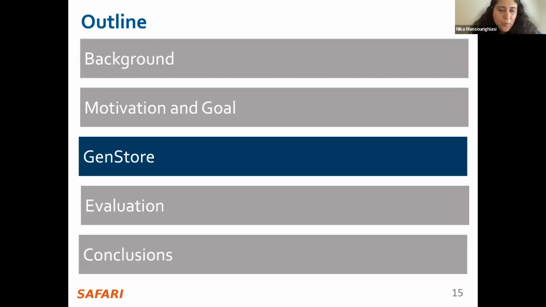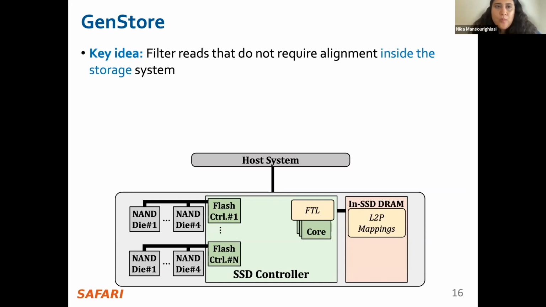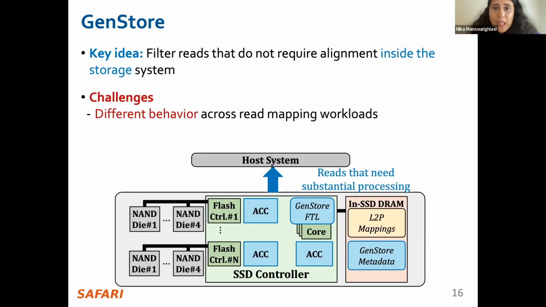To this end, we propose GenStore, which is the first in-storage processing system designed for genome sequence analysis. The key idea is to filter reads that do not require alignment inside the storage system and send the unfiltered data to the host system for further processing. However, filtering reads in a modern SSD, as we discussed, can be challenging due to different behavior across read mapping workloads and the limited hardware resources available in the SSD.